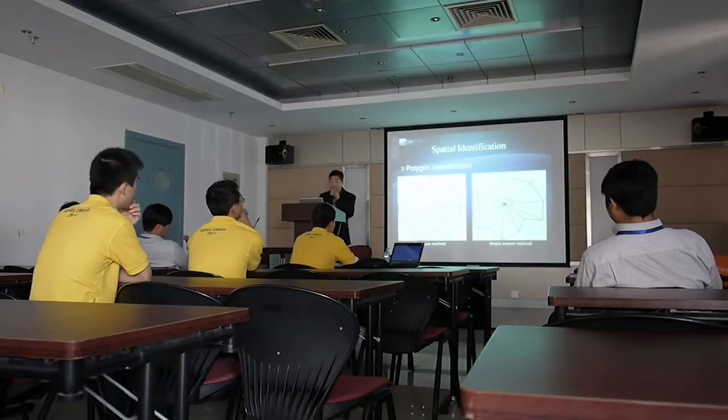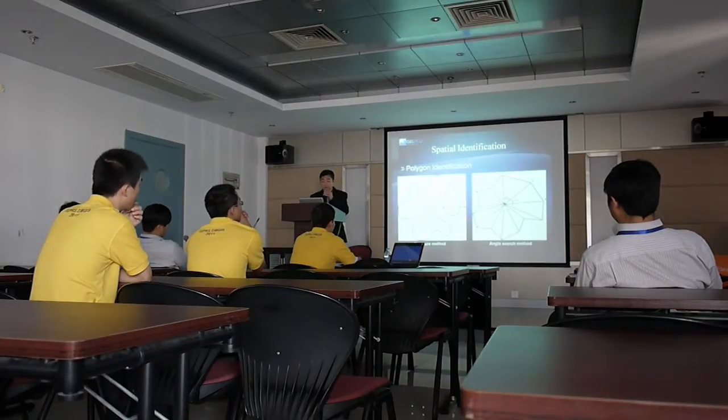The second method is called angle search method. It's shown here. If the summation of inner angles made by object point and the end points is 360 degrees, then the object point is within the polygon. Otherwise, it is outside the polygon.